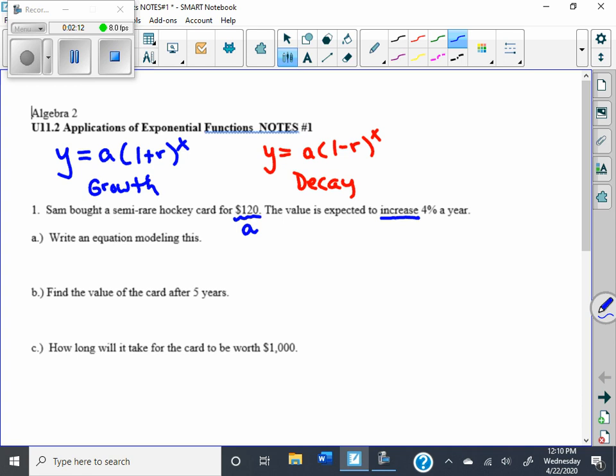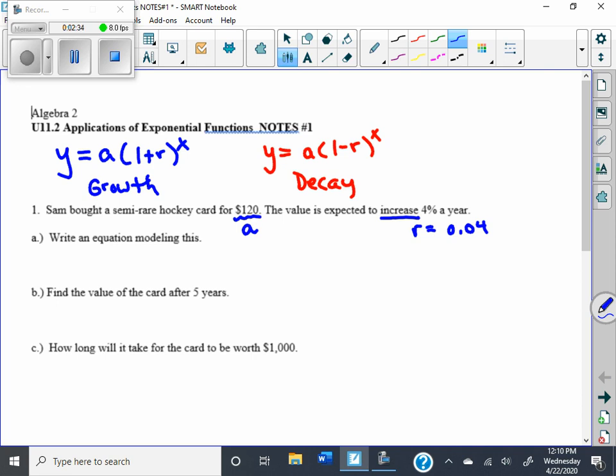That's our percent, but we have to convert percents into decimals. So r would be 0.04. To convert a percent into a decimal, you move the decimal, which is to the right of the 4 right now, to the left 2 places and drop the percent. So r is 0.04.